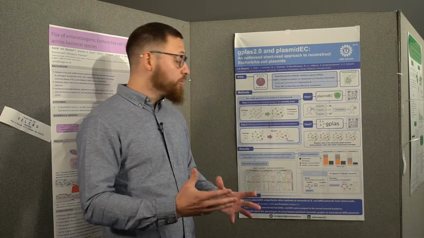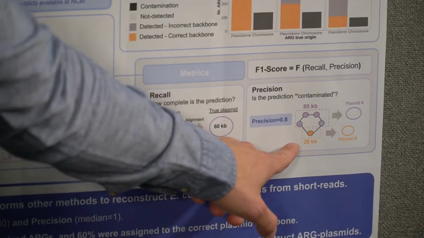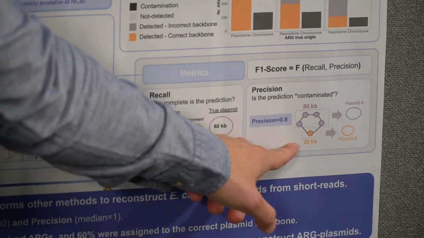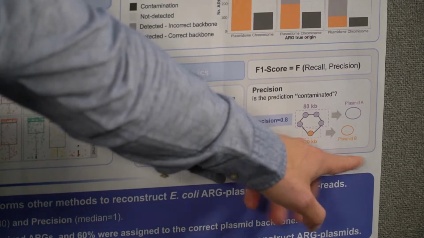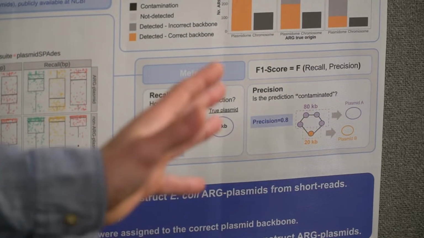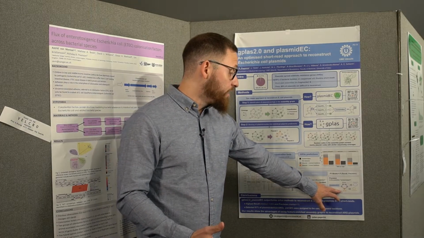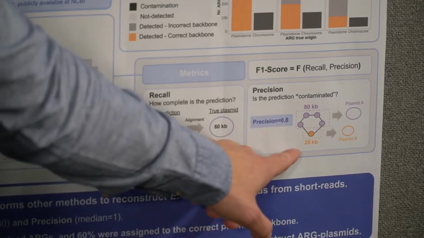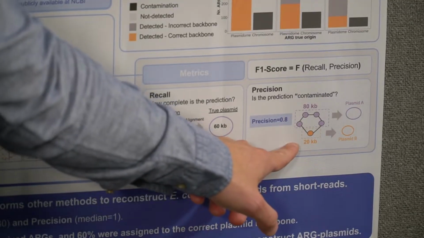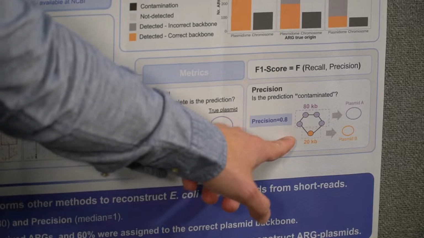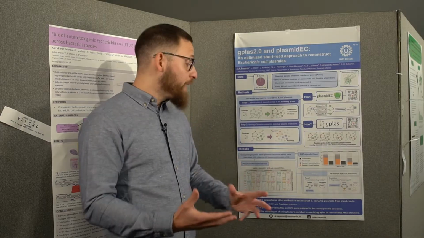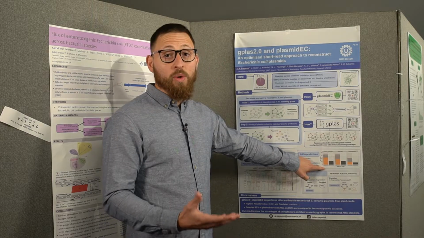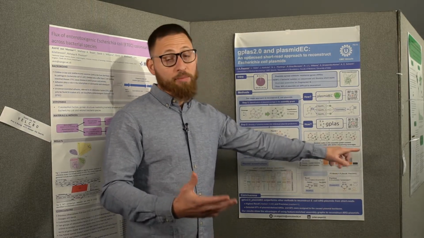The other metric that we used was precision, and precision allows to answer the following question: is the prediction contaminated with other plasmids? So it's a measure of how pure is the prediction. So for instance, in this case, if our prediction contains 80 kb of plasmid A, but 20 kb from plasmid B, precision will be 0.8. And then we have a global metric, which is the F1 score, which encompasses both recall and precision.